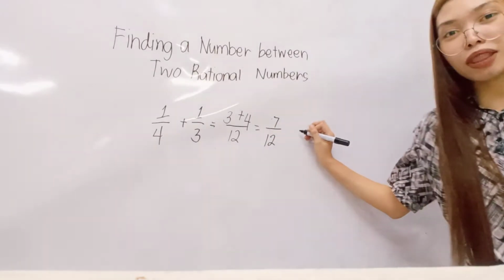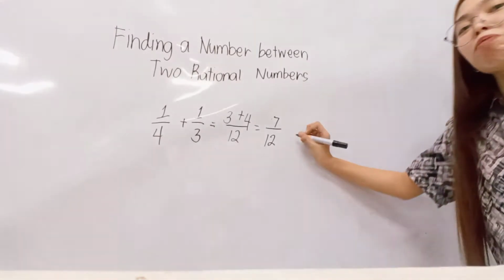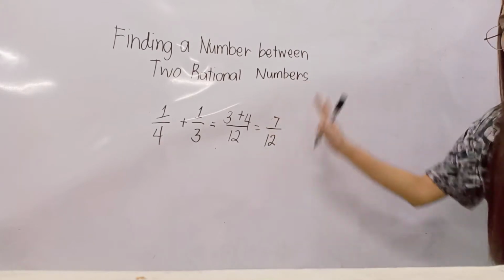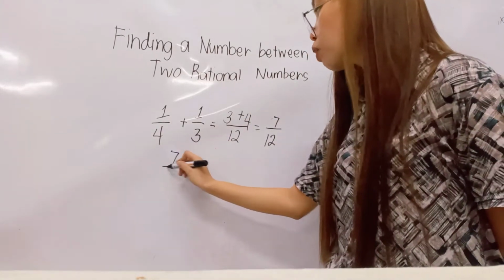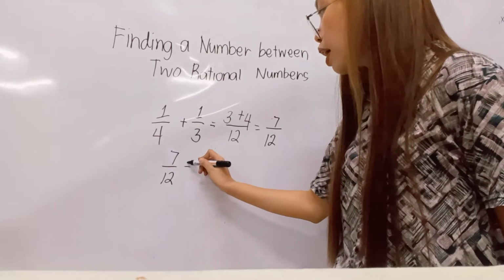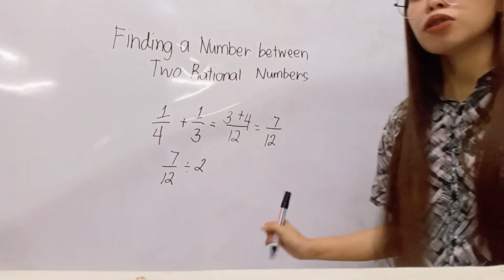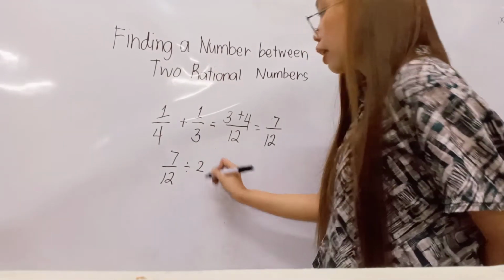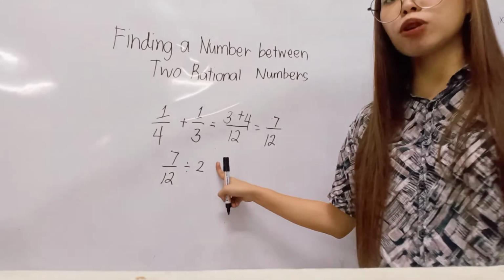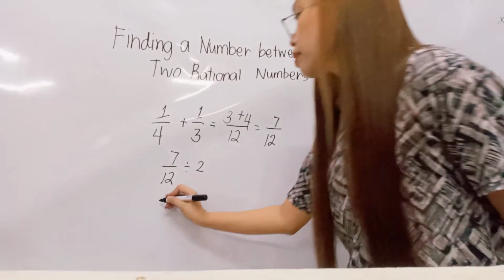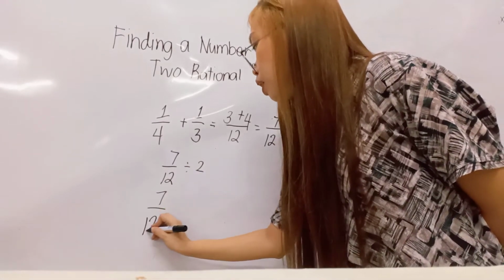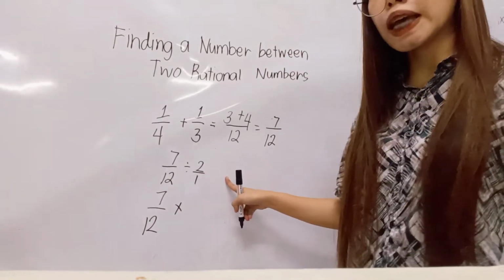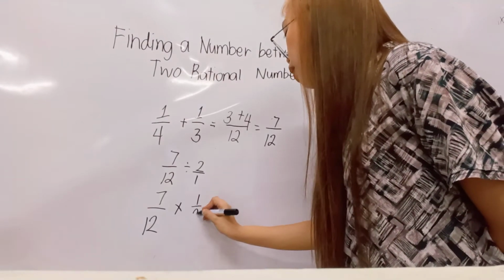We're not yet done with here. We need to divide it by 2. Okay? So, sorry doon sa part na yun. Nakalimutan natin i-divide sa 2. 7 over 12 divided by 2. Okay? So, in division again, we have to get the reciprocal and then proceed to multiplication. So, 7 over 12 times the reciprocal of 2. Kasi diba 2 over 1 yan? Will be 1 over 2 or 1/2.